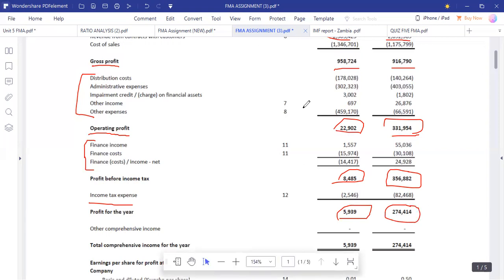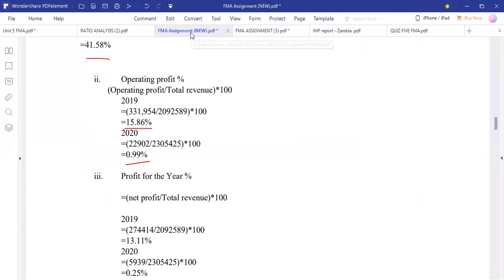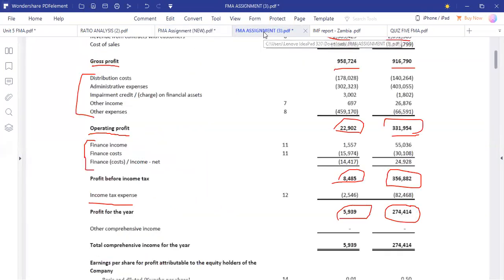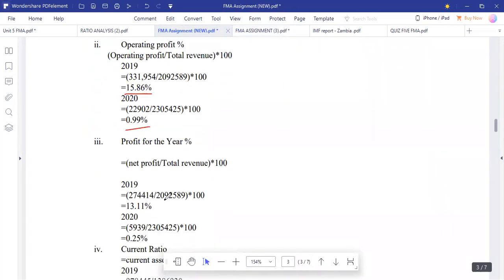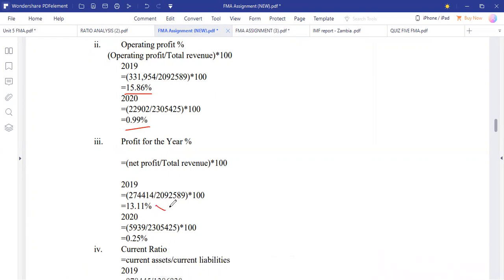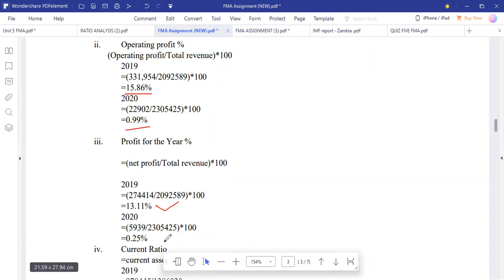Yes. All right. So they are mentioned. That's called the operating profit percentage, the profit that is operating. So this is the figure there. Then we also have the profit for the year percentage. We get the actual profit as it's appearing here. So this is 5939 and 274,414, divided by the same total revenue. So we get our profit for the year percentage.